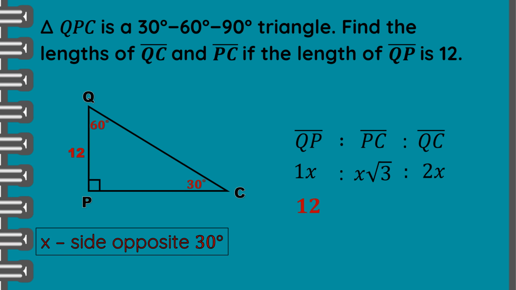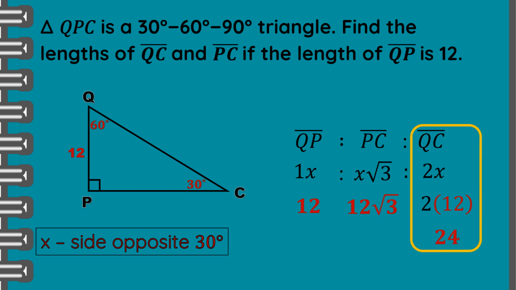So, since x now is equal to 12, by substitution, we have segment PC is x square root of 3, that is 12 times square root of 3, and still that is 12 square root of 3. For segment QC, we have 2x. 2 times the value of x, which is 12, is 24. Therefore, segment QC now is equal to 24 units, and segment PC is equal to 12 square root of 3 units.